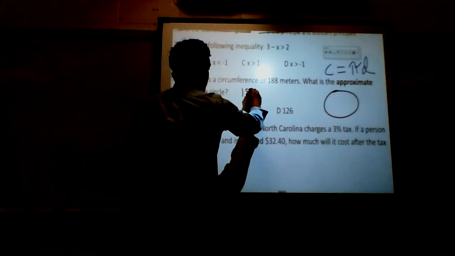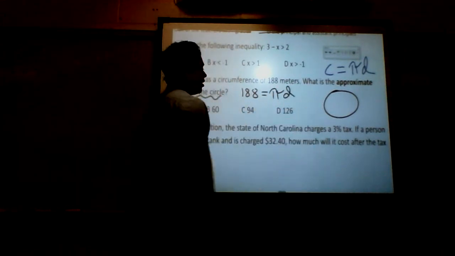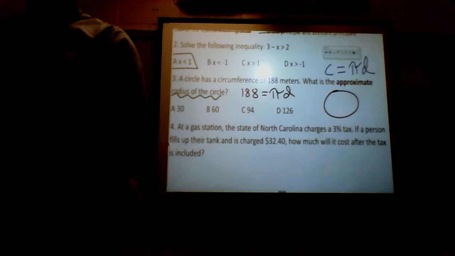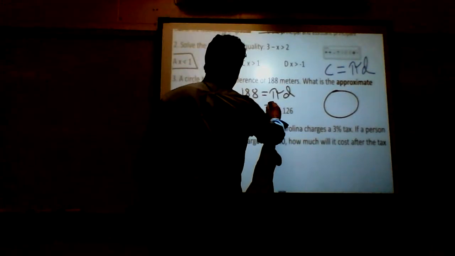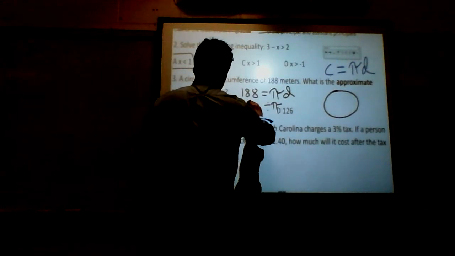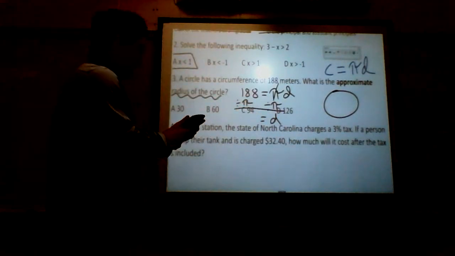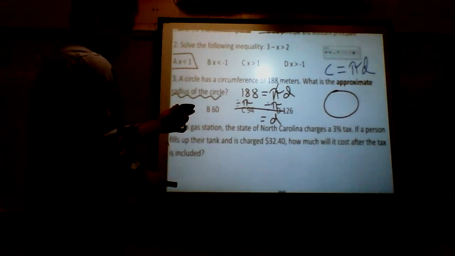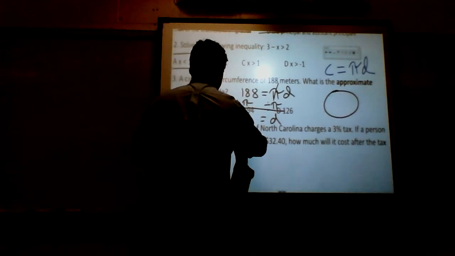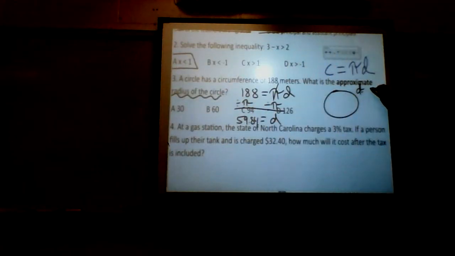I know the circumference is 188. I know that's the same as pi times the diameter. We want to find the diameter first. This is a one-step equation. I am going to divide each side by pi and determine that the diameter is 188 divided by pi, which is 59.84. So the diameter is 59.84. Pretty simple.